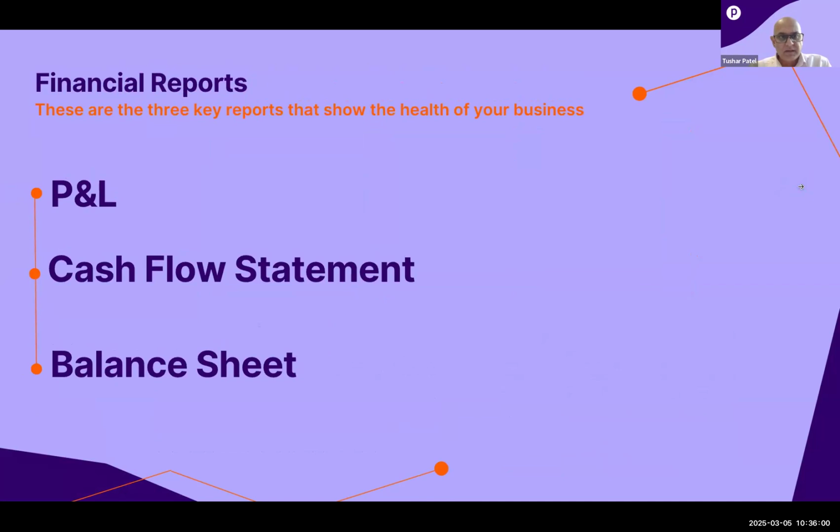Paperchase provides a couple of key statements. The first one is the P&L on a monthly basis, which shows how much your business has spent and earned over a specific period of time. Most people focus on this because this shows the profitability of the business month to month.